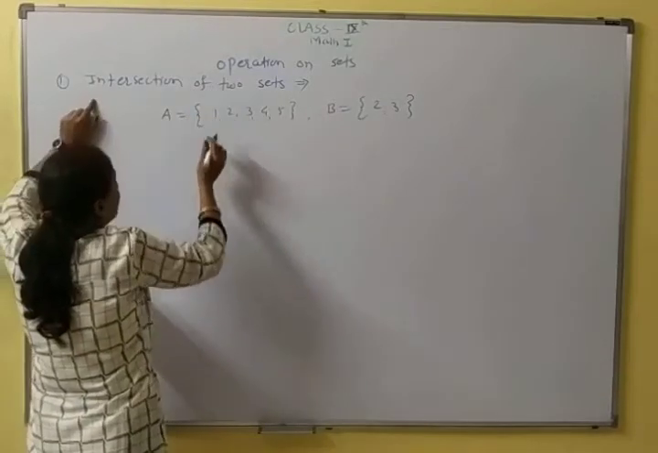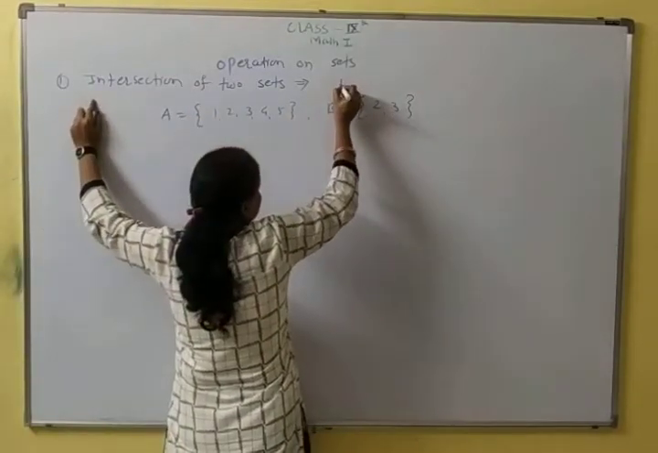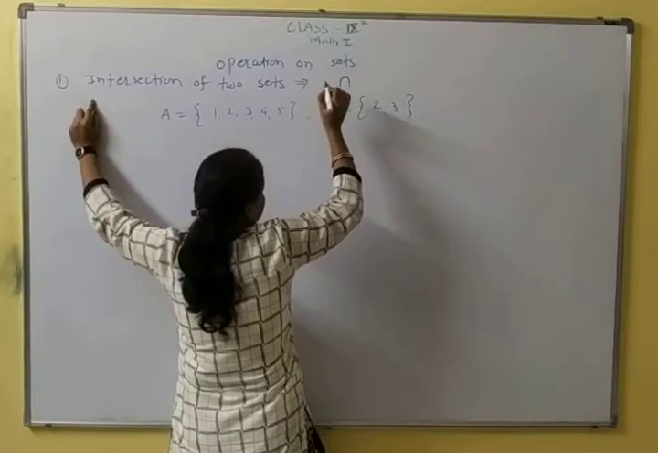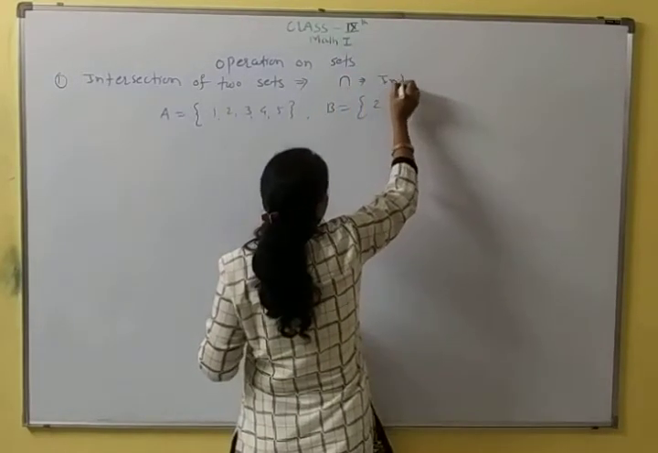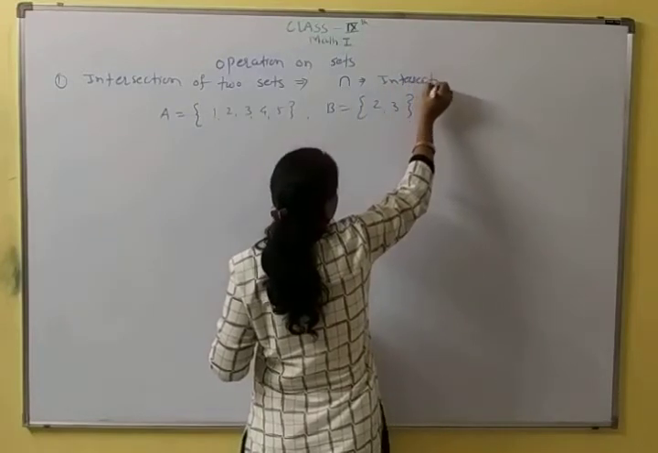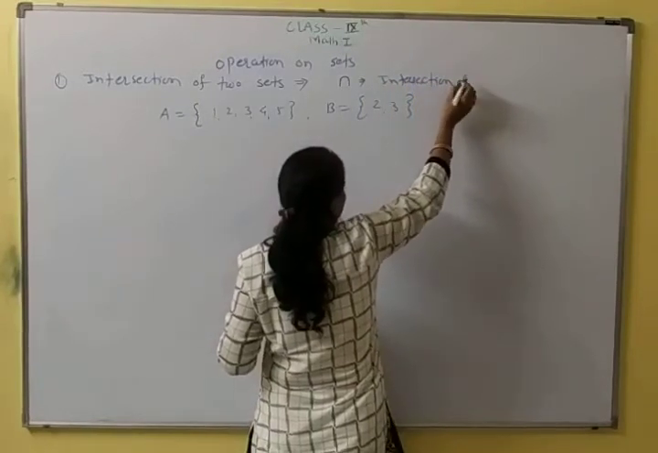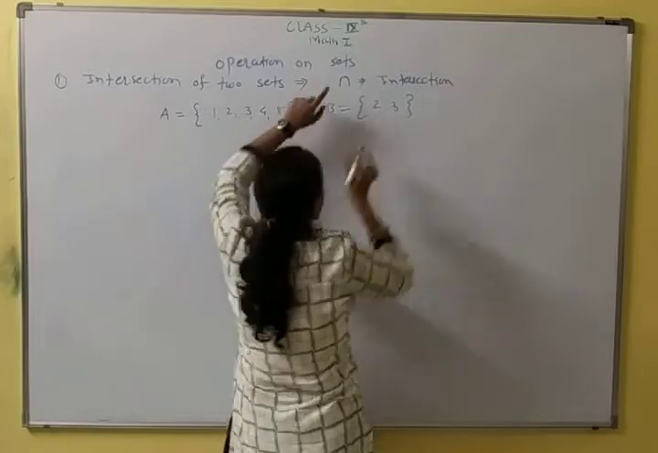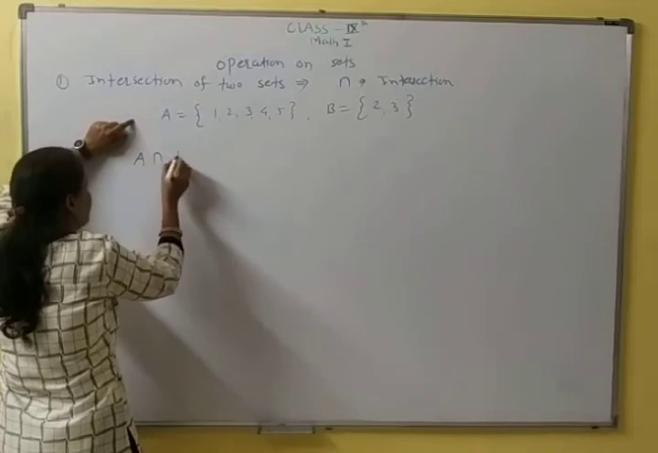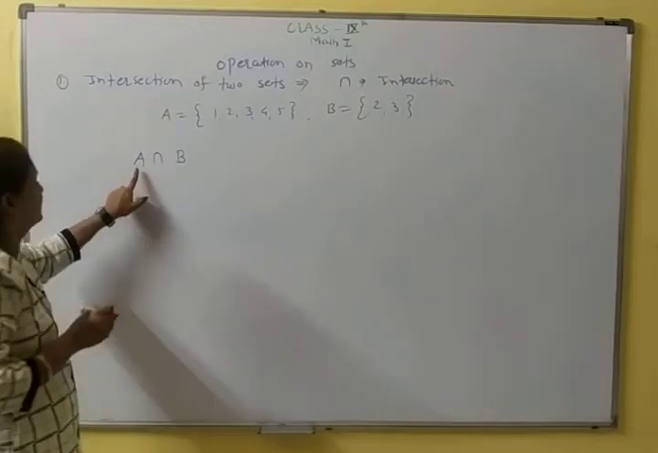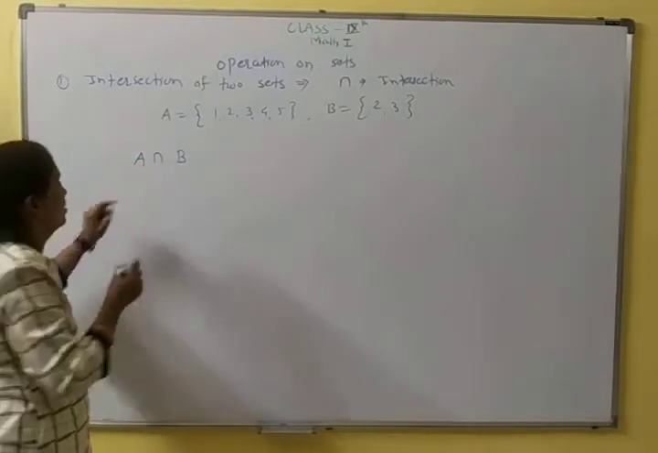Intersection is denoted by this sign. This is the intersection. This sign denotes the intersection of two sets. A intersection B is read as A intersection B.